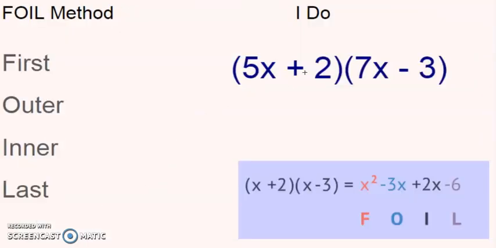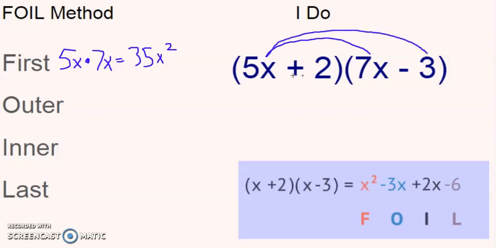Now we're going to use the same example again, except now we're going to do the FOIL method: first, outer, inner, last. So we multiply the first term of each factor. 5x times 7x. That's 35x squared. Outer, we're going to multiply the outer terms of each factor. 5x times negative 3, and that equals negative 15x.